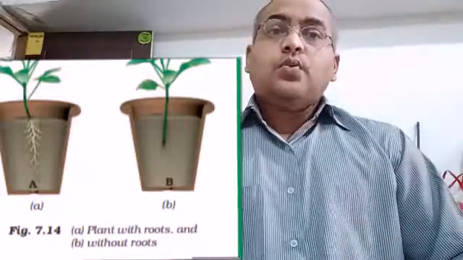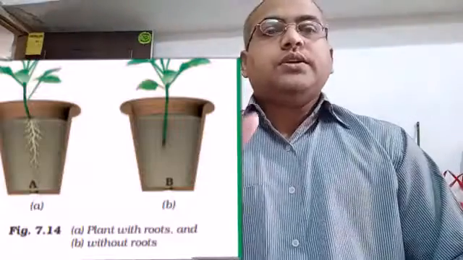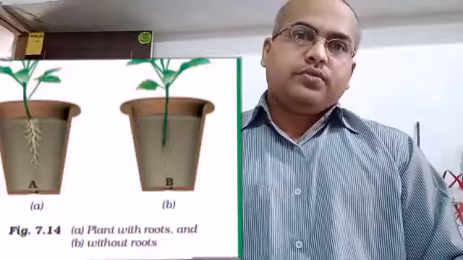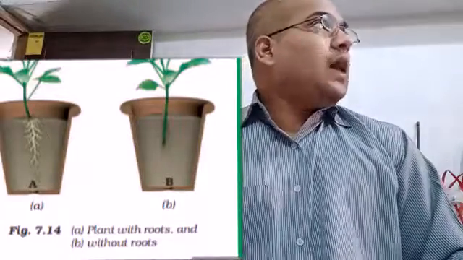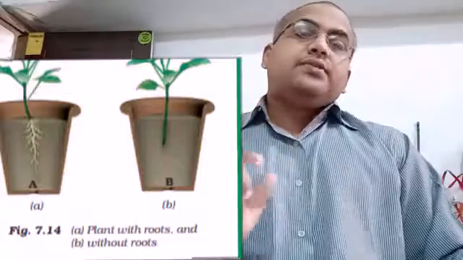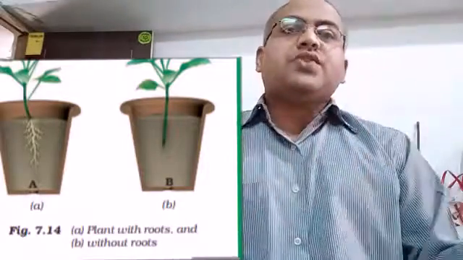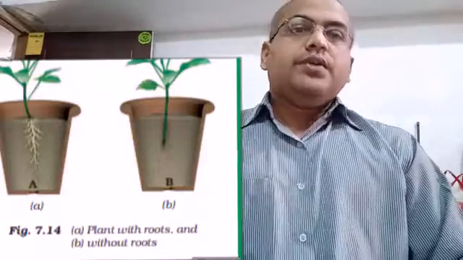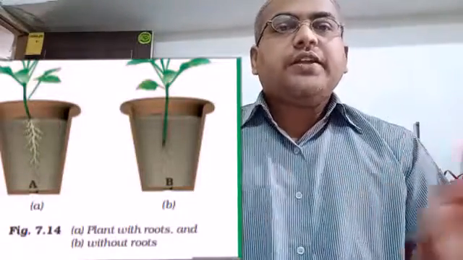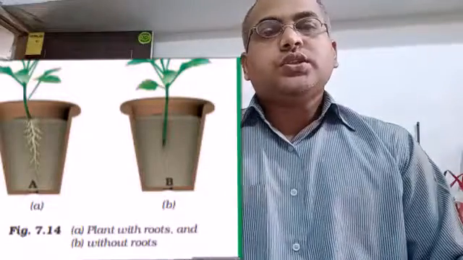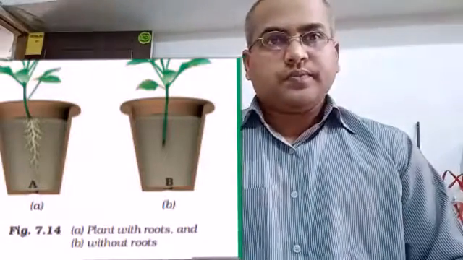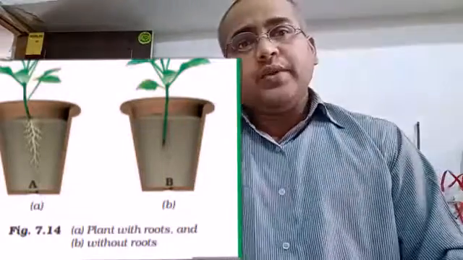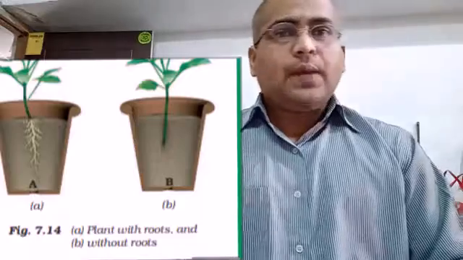In the taproot, there is a main root and there are branches. They are called the lateral roots. So this is called a taproot. Then comes the fibrous roots. Thread-like structures are there, and these are called the fibrous roots. So depending on that, we can divide these roots into two groups: one the fibrous root system, the other the taproot system.